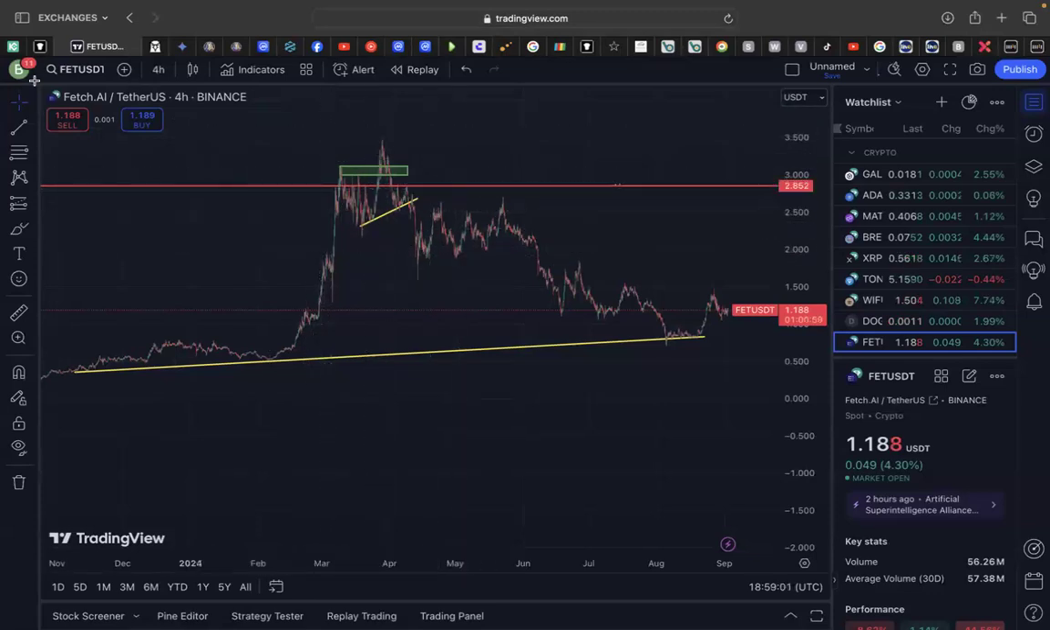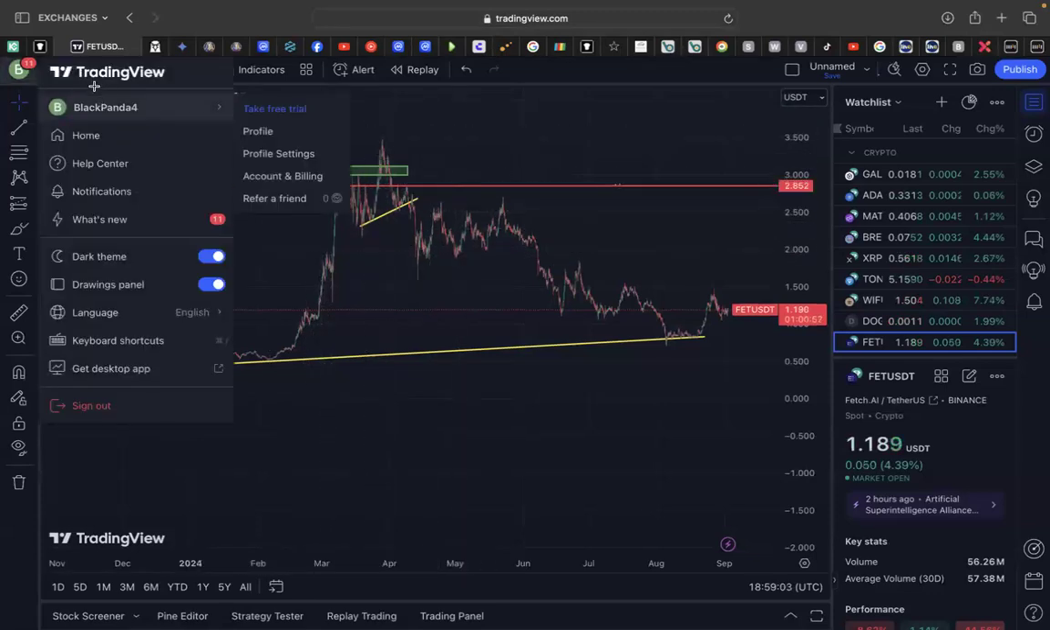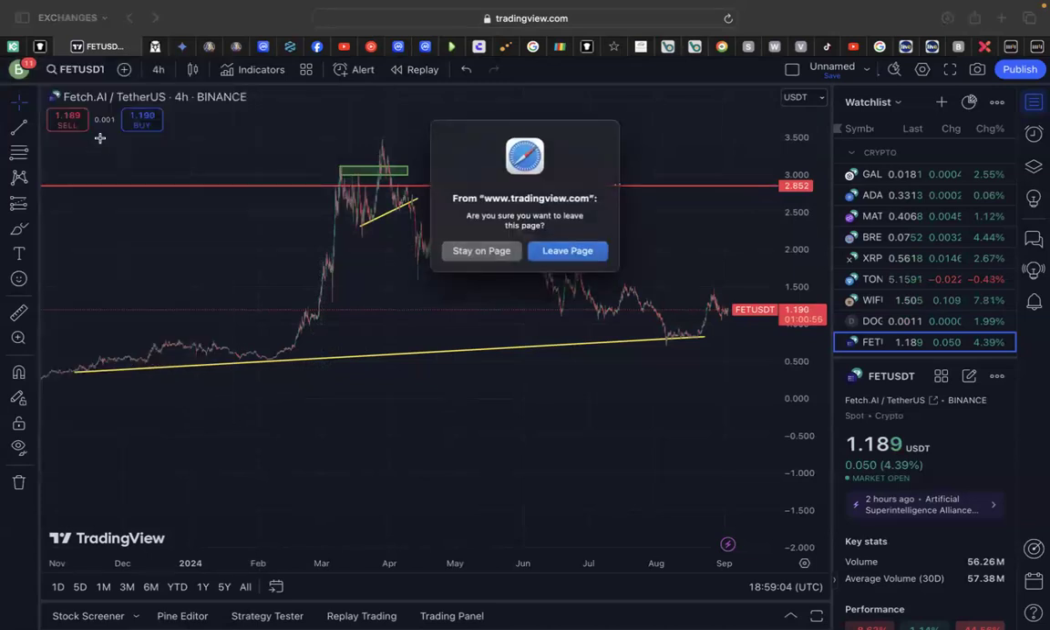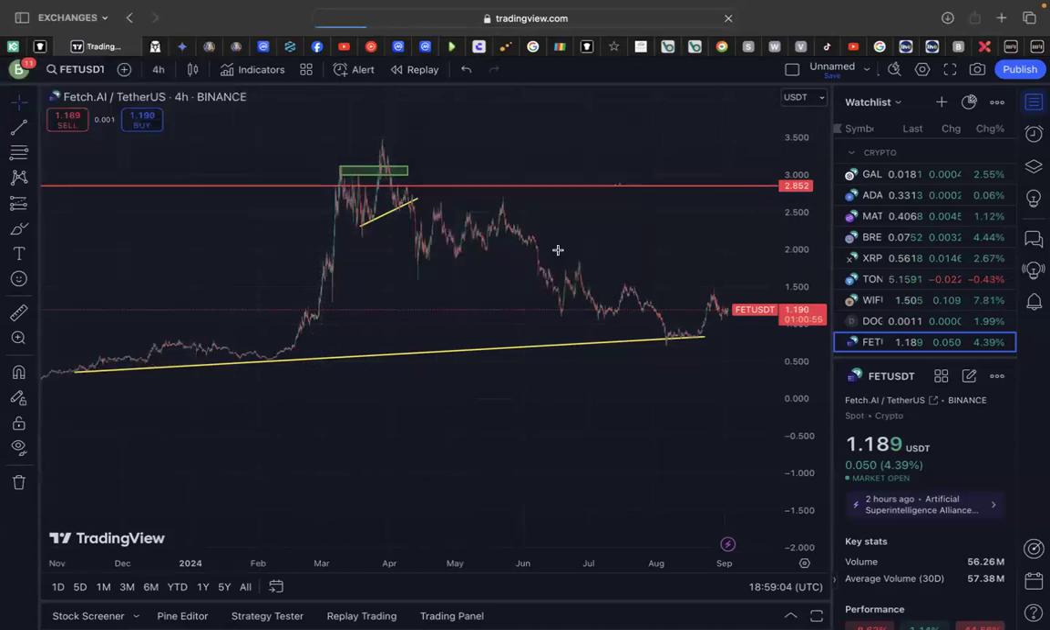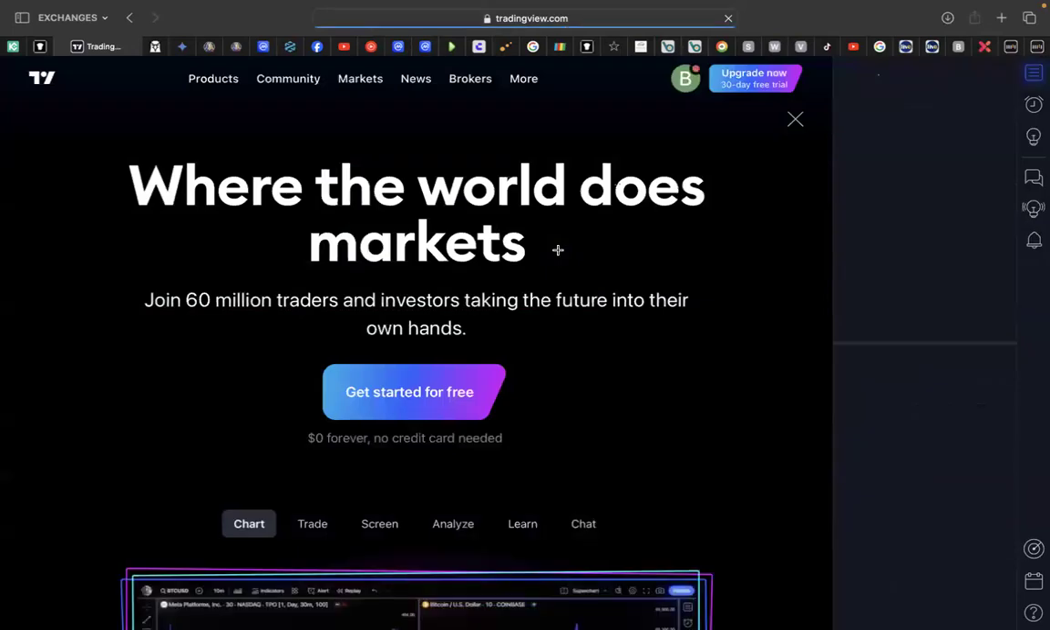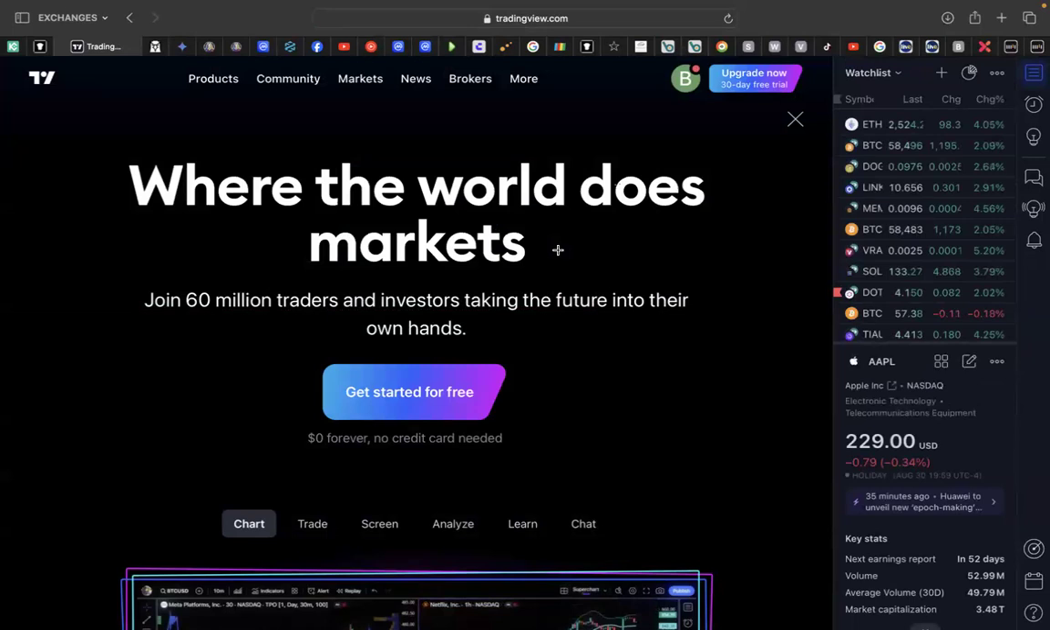Let me go to the home page quickly and start from the very beginning. This is how it looks at the very, very start. Once you search for TradingView, this is how it's going to be laid out.